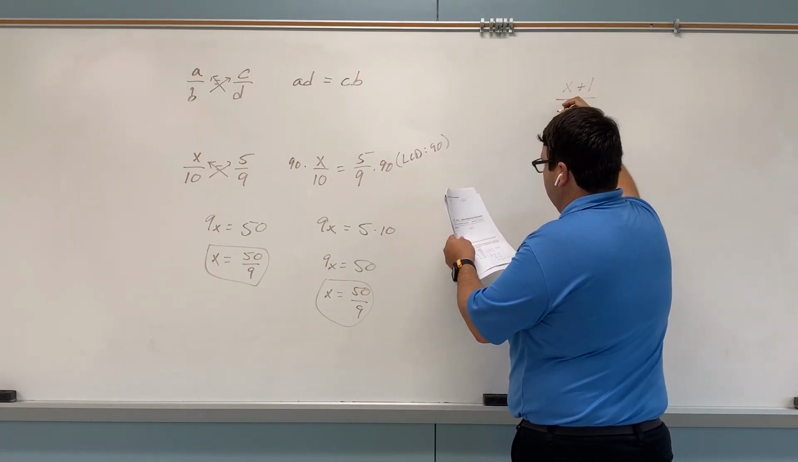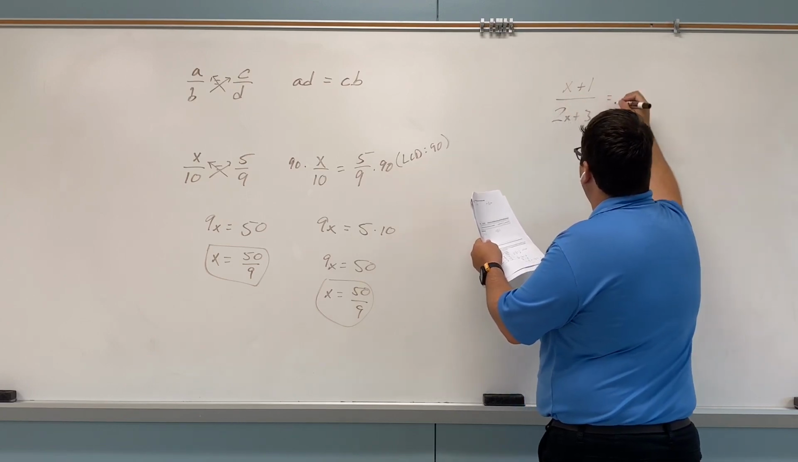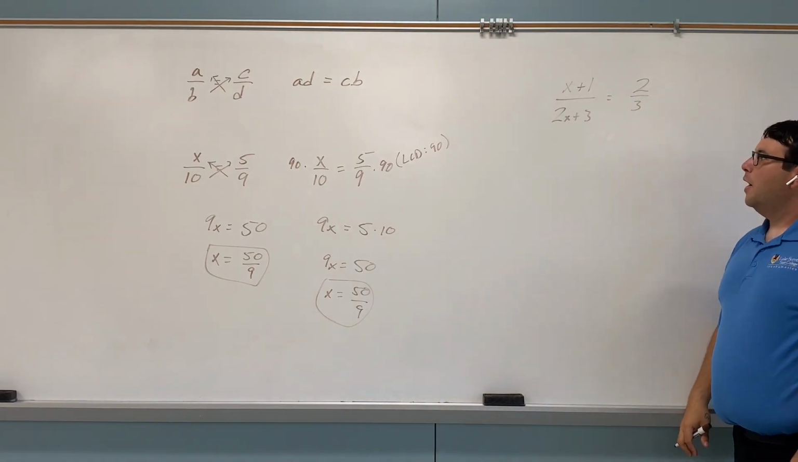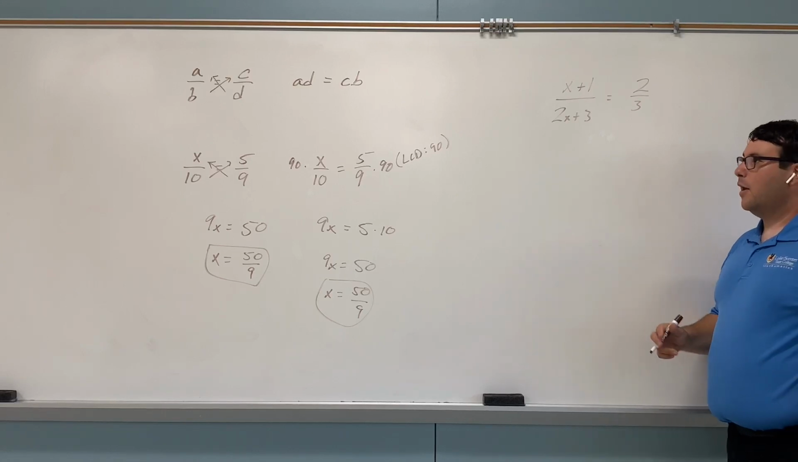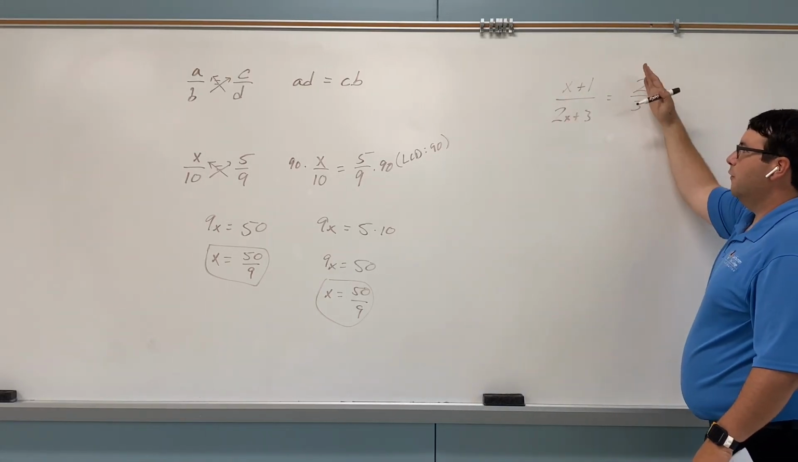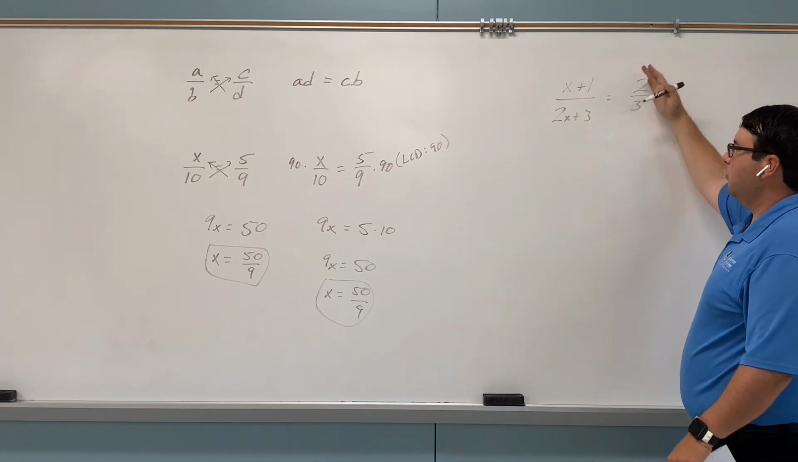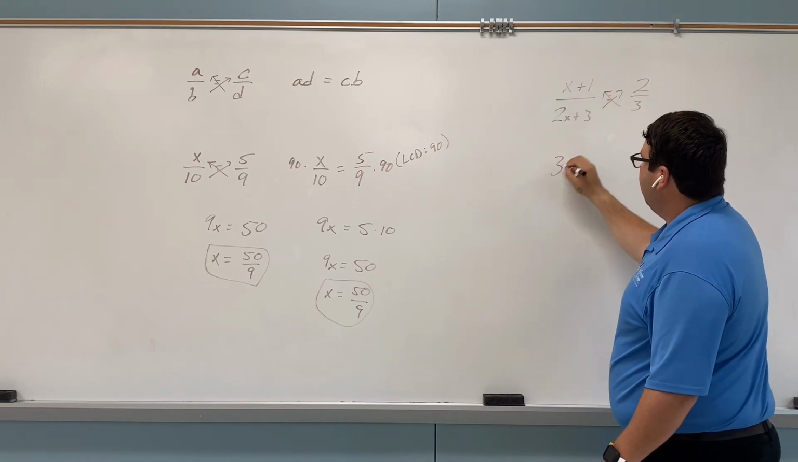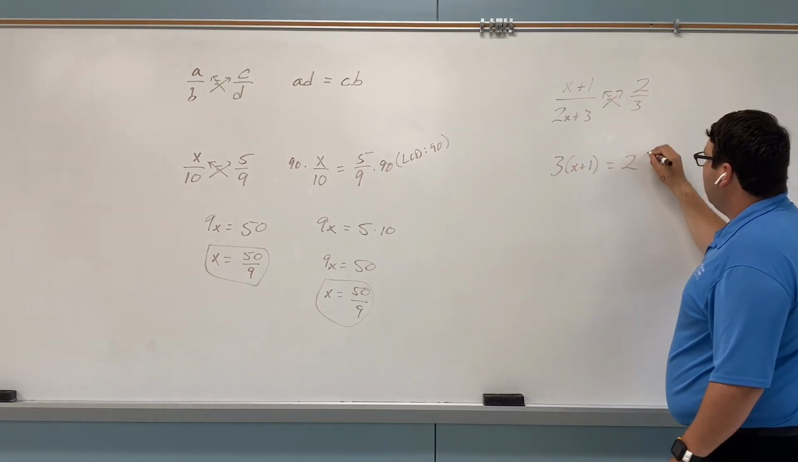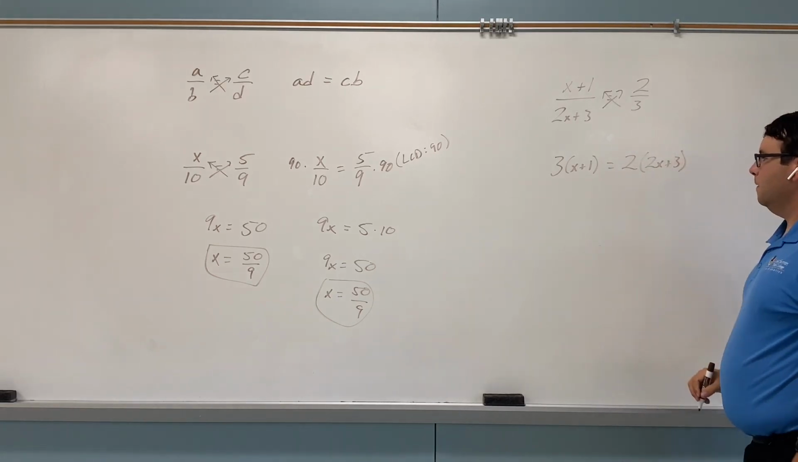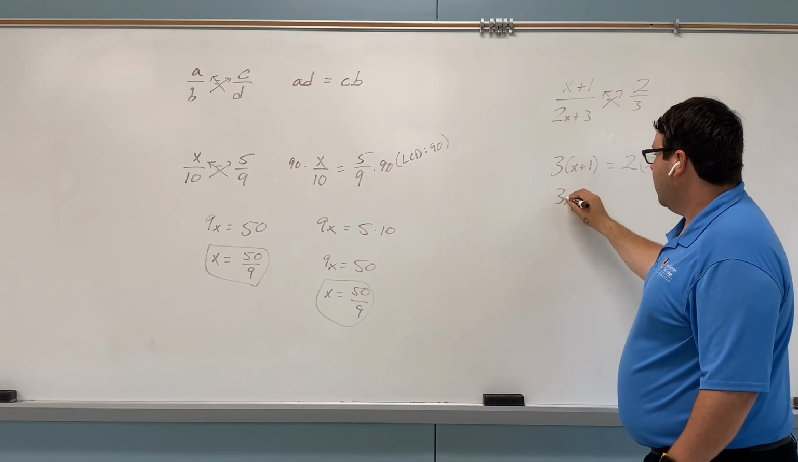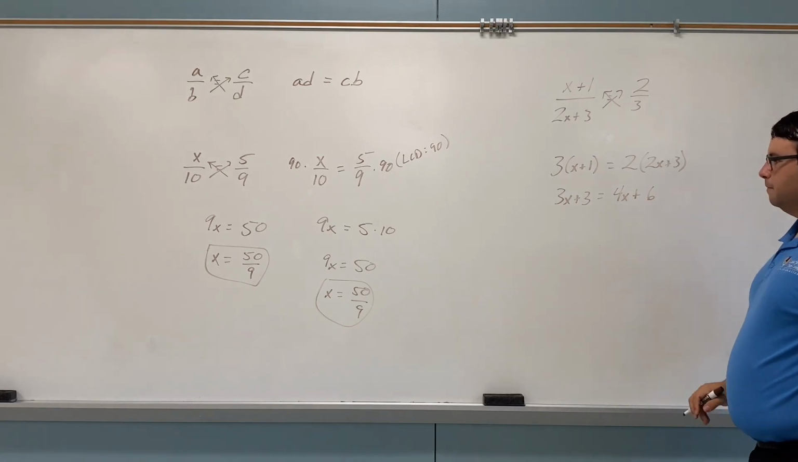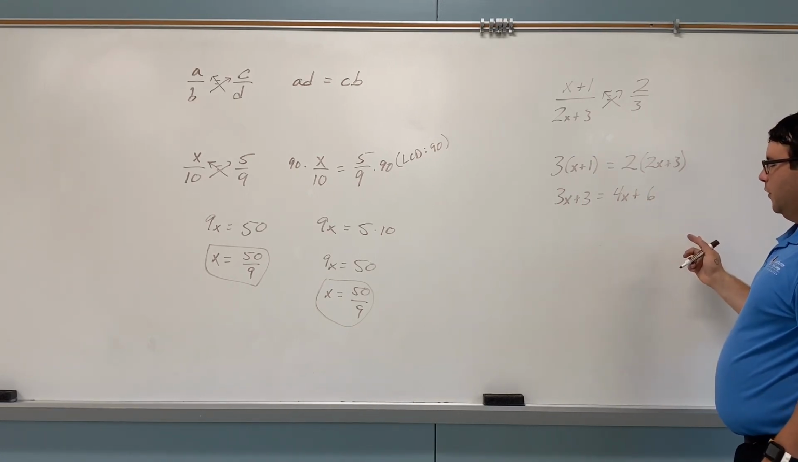So I have x plus 1 over 2x plus 3 is in proportion with 2 over 3, or 2/3. I'm going to use the cross multiplication, and I can do that because, again, I have one fraction set equal to another fraction. So one rational expression equal to another rational expression. I can use that cross multiplication. That will give me 3 times the x plus 1 is equal to 2 times the 2x plus 3. Simplify these. This is 3x plus 3 is equal to 4x plus 6. You're going to simplify this even further.